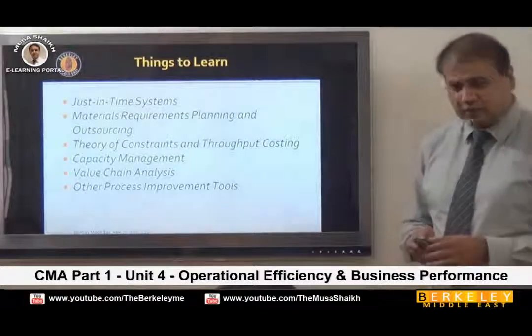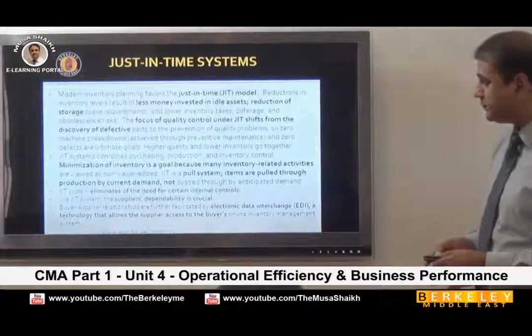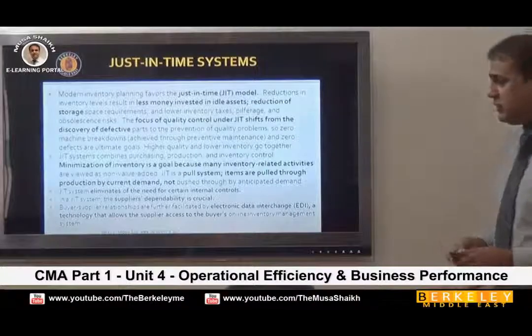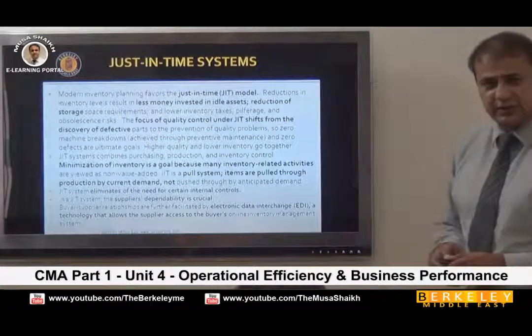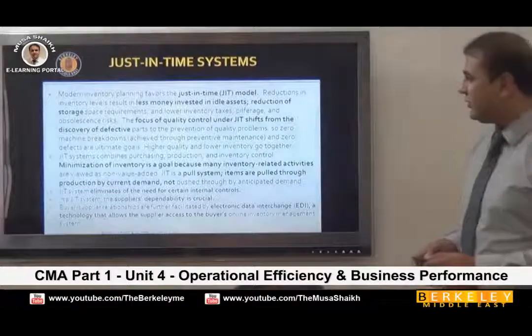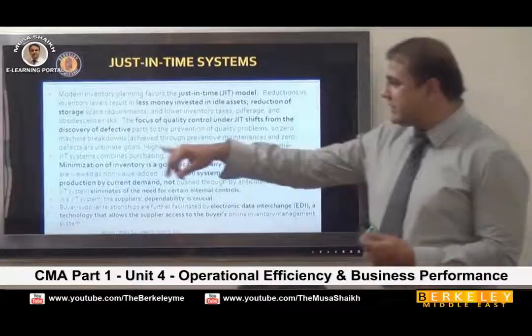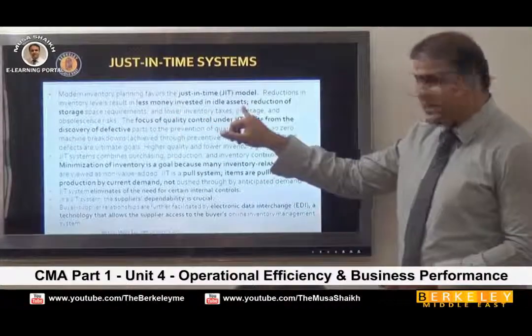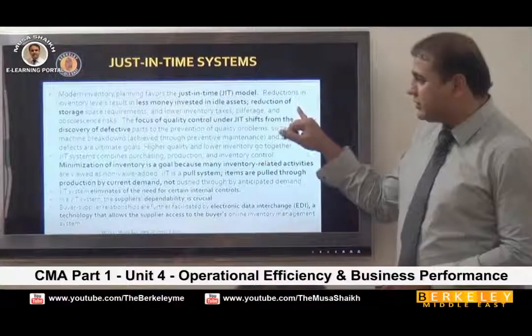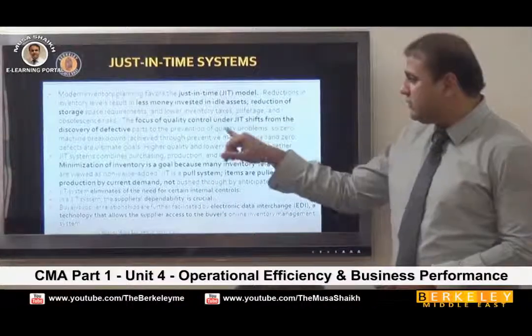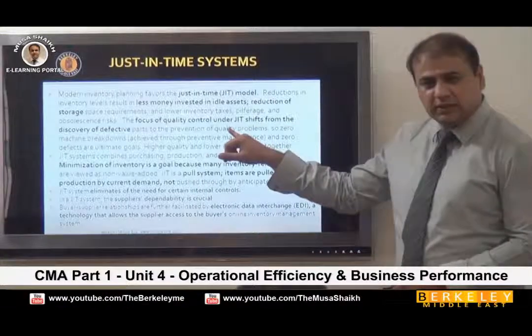I hope now you are very clear. Let us go through a small discussion, a small lecture. It will finish very quickly. So the just-in-time model results in less money invested in idle assets, reduction of storage space, and the focus will always be on quality.